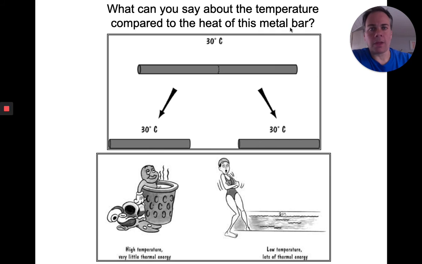Okay? So if we look at a metal bar here, if it's at 30 degrees Celsius, this metal bar has a greater amount of heat than this metal bar or this one, because even though it's the same temperature, it has double the molecules. This metal bar and this metal bar have the same amount of heat, at the same temperature and the same number of molecules.